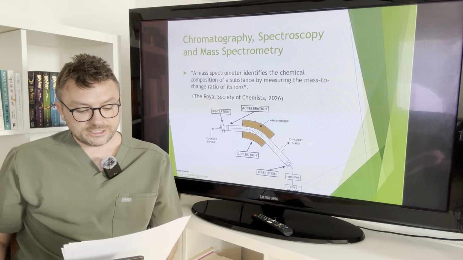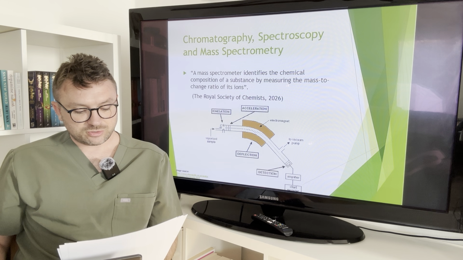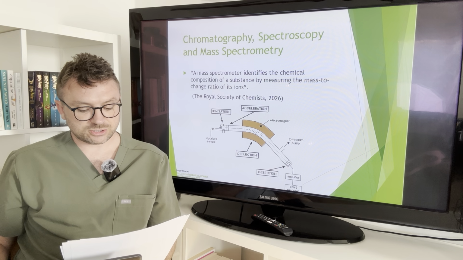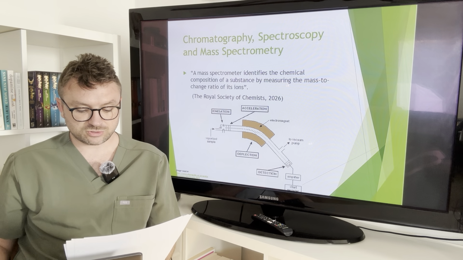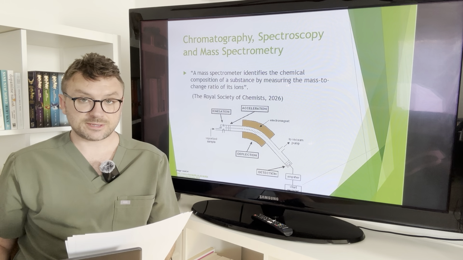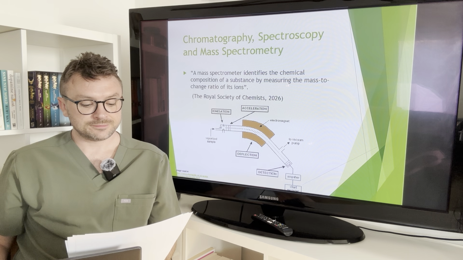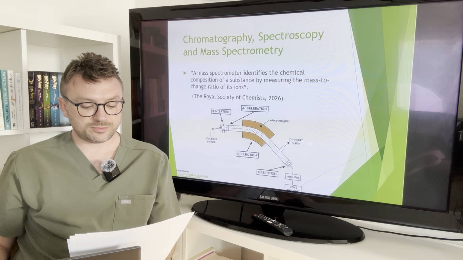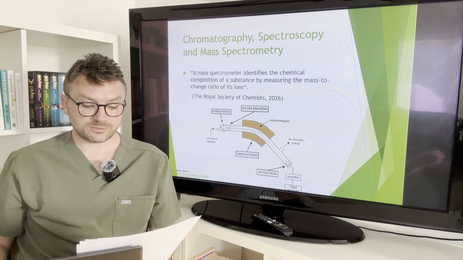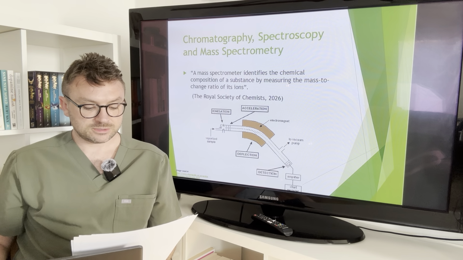One of the most widely used analytical methods is chromatography. Chromatography works by separating compounds within a mixture according to differences in their chemical properties. Different compounds travel through a stationary phase at different rates, allowing them to be separated and identified. Examples include gas chromatography, which is often used for volatile compounds with extremely high accuracy.